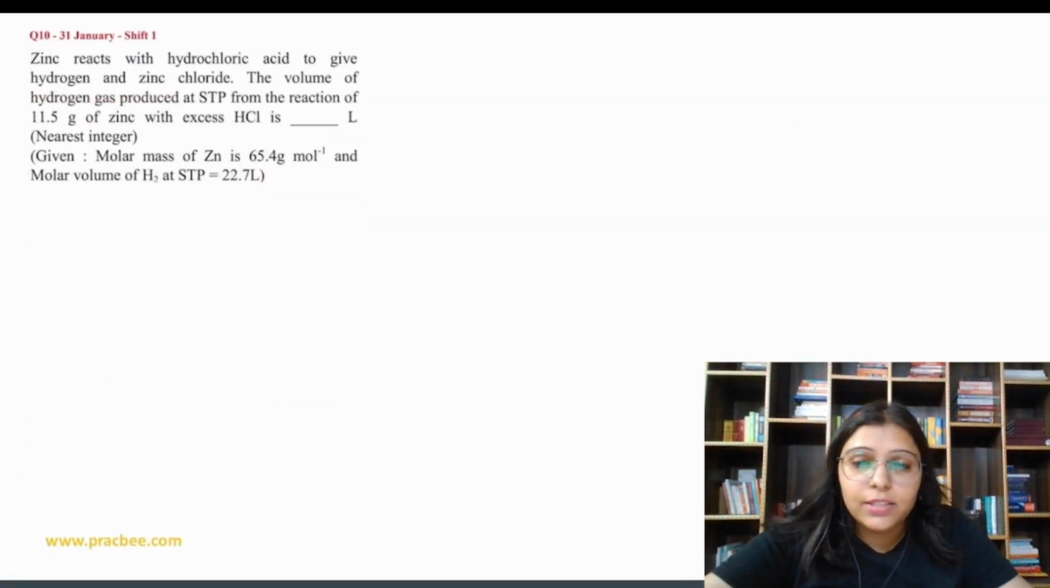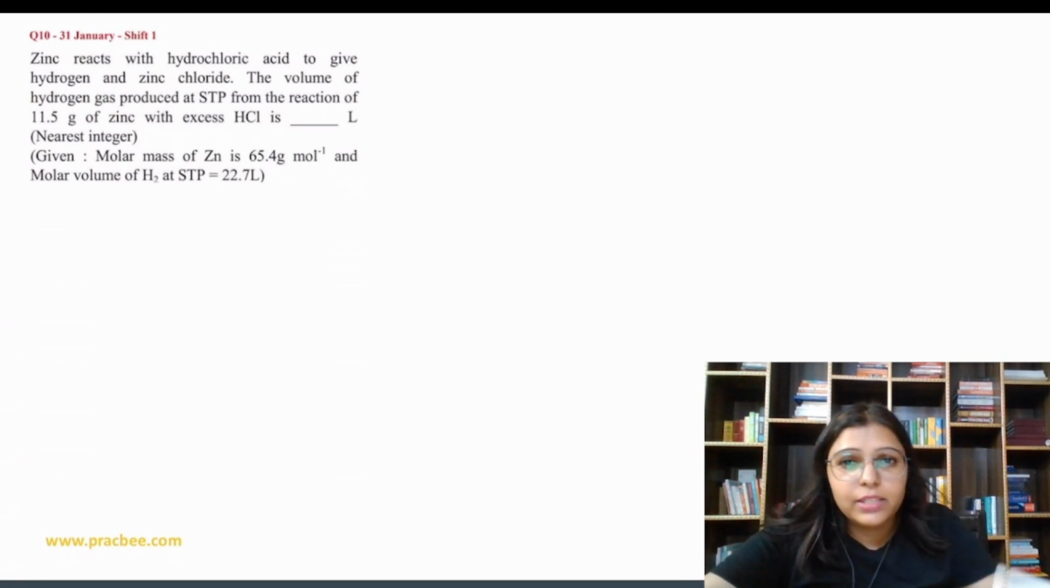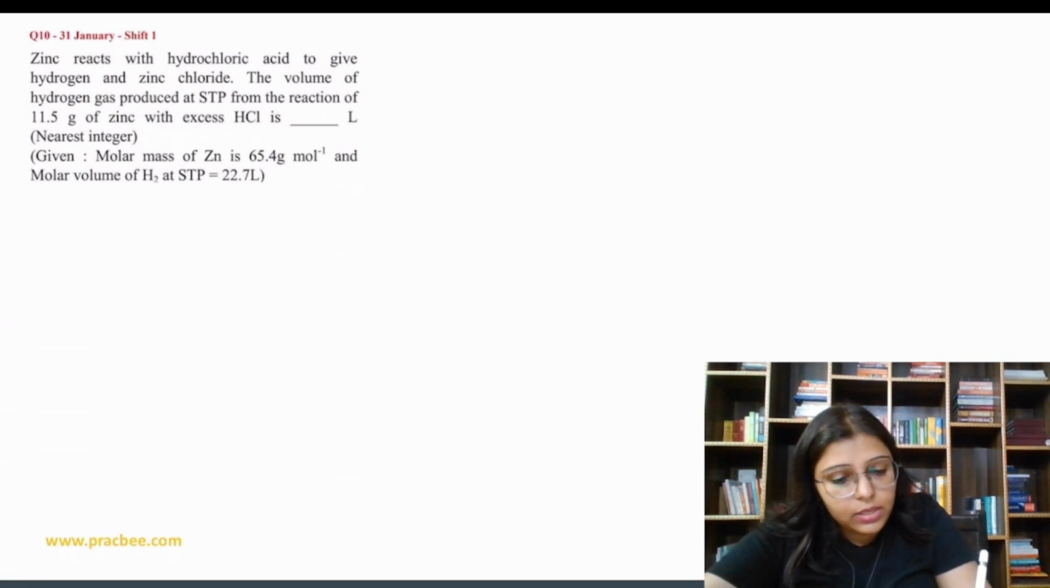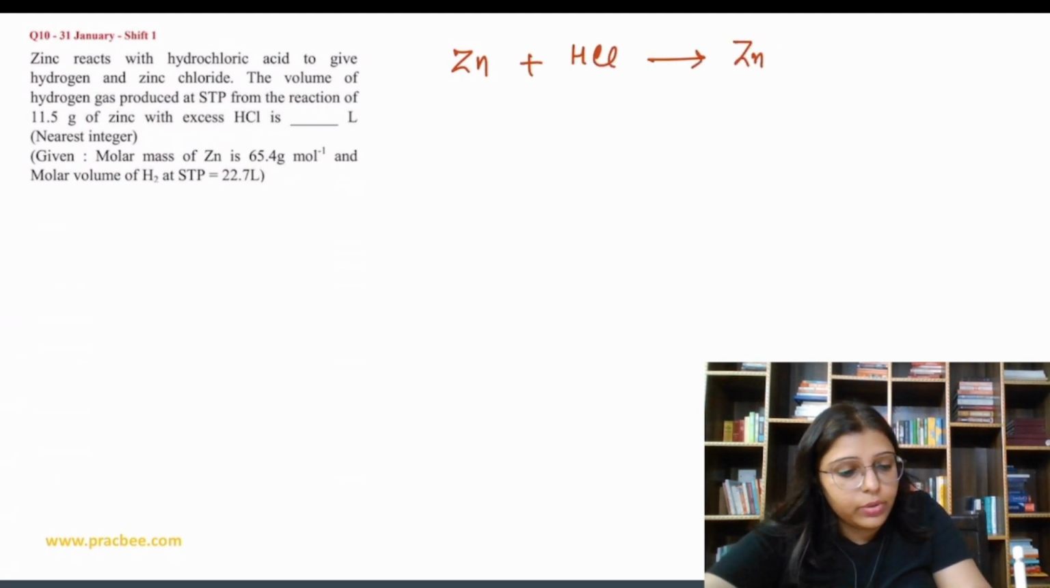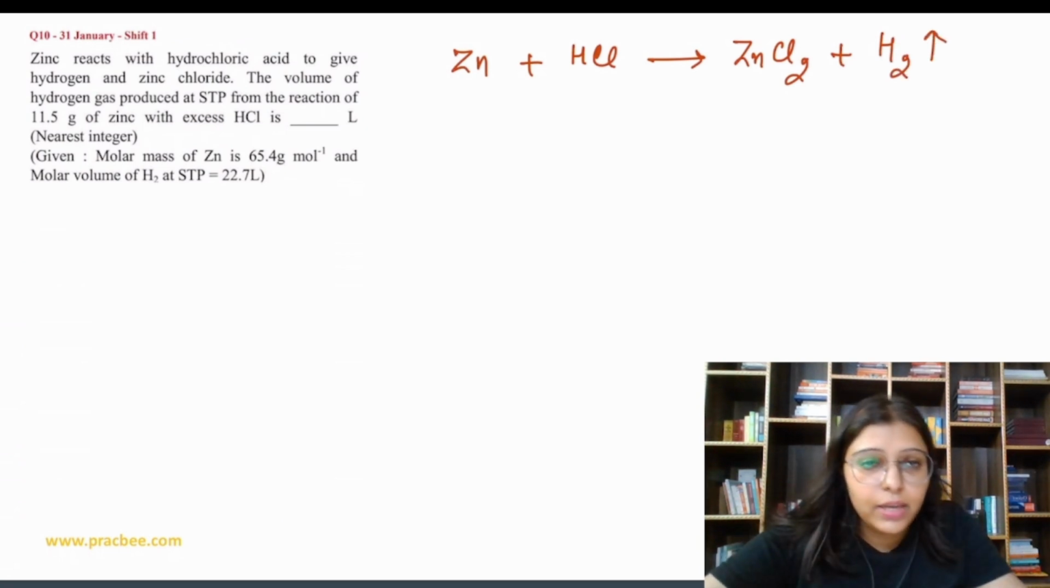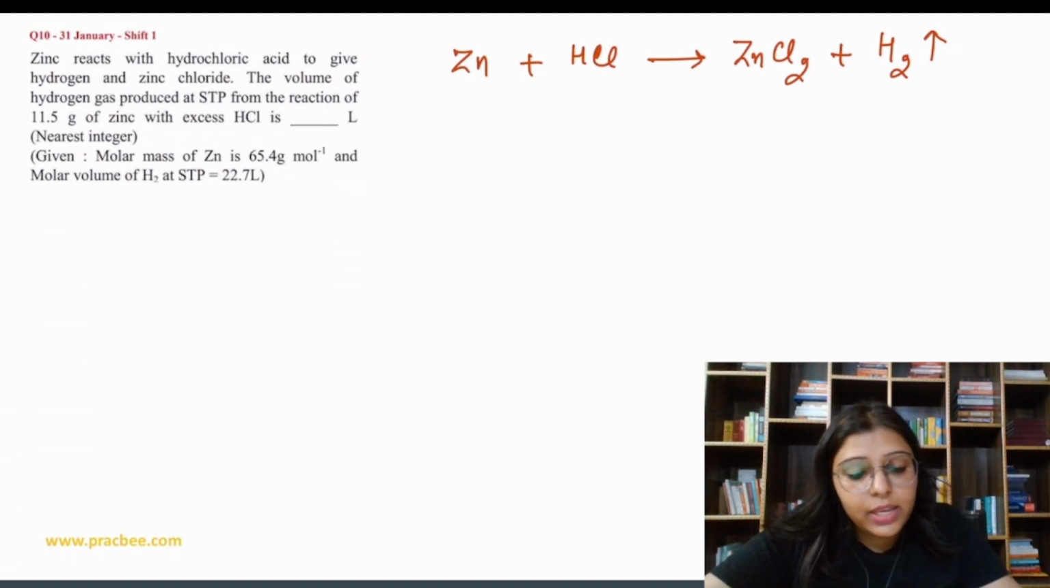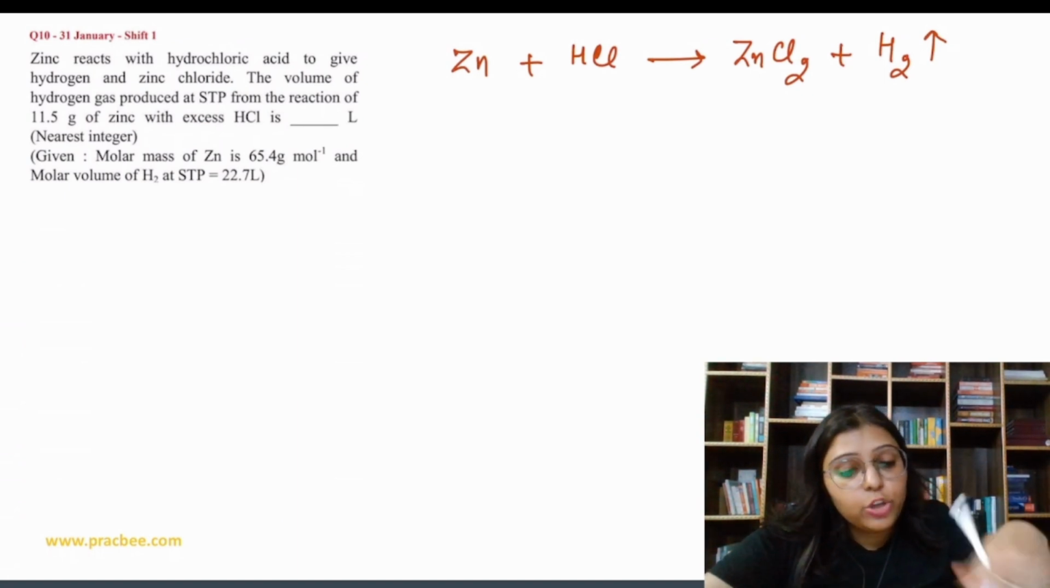Next question says zinc reacts with hydrochloric acid to give hydrogen and zinc chloride. Zinc reacts with hydrochloric acid to give zinc chloride and hydrogen gas. And we know that when metal reacts with acid, it produces salt and hydrogen gas. Now, the question says the volume of hydrogen gas produced at STP.